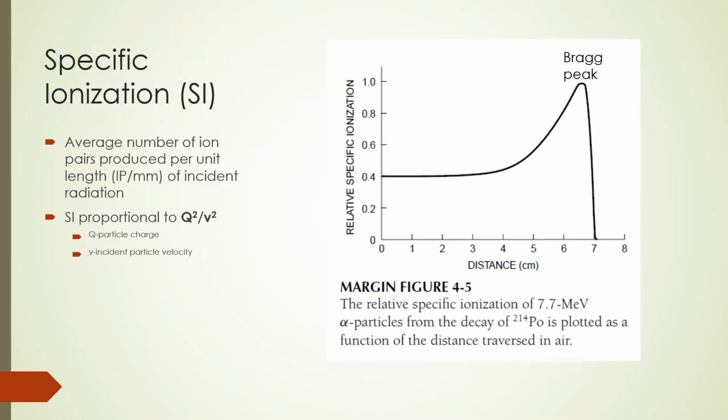Specific ionization is proportional to squared charge and inversely proportional to the squared incident particle velocity. So a heavy charged particle like helium having two positive charges will have a higher specific ionization compared to an electron having a single negative charge. Also, for a given charge, slower particles will have higher specific ionization. As a charged particle moves through a medium like air, it slows down, so its specific ionization increases to a peak called the Bragg peak, as shown in this figure.